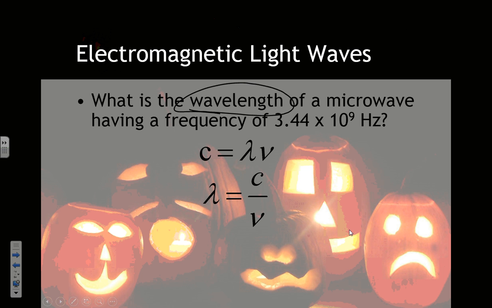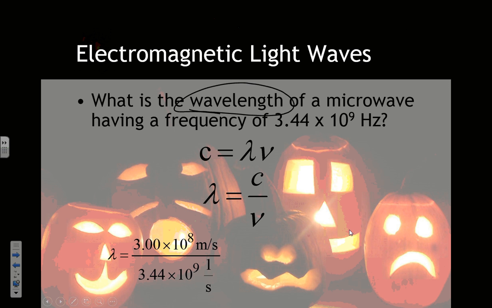So one of the things I want you to do in homework is I want you to show me the top equation. I know it's this equation, and then solve that equation for the selected variable. Then and only then can you plug in the numbers. Now in this case, my speed of light, right out of notes, 3.00 times 10 to the 8th meters per second. And my frequency was given as 3.44 times 10 to the 9th hertz.